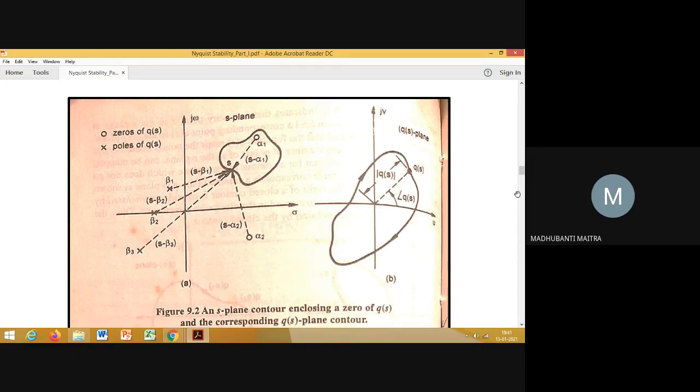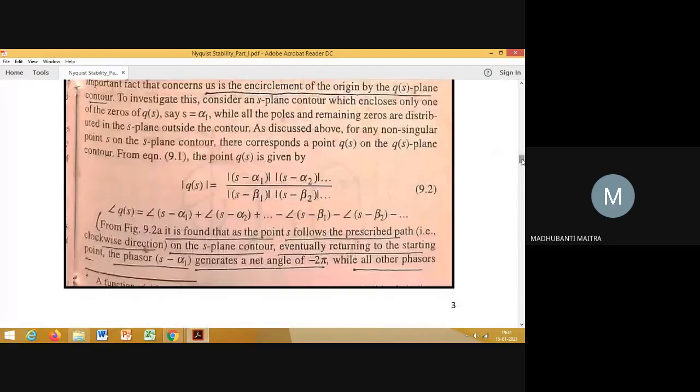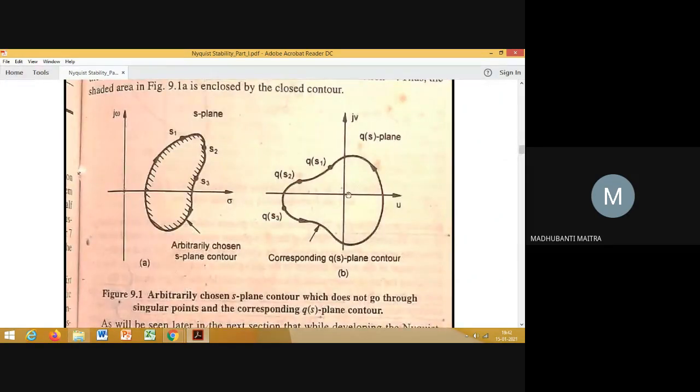Net change in angle, if we get back to this equation: since not a single zero and not a single pole is enclosed by the S-plane contour, the change in angle of Q(s) will be 0. Hence the Q(s) phasor will move like this and create a closed contour, but the contour will not encircle the origin at all.